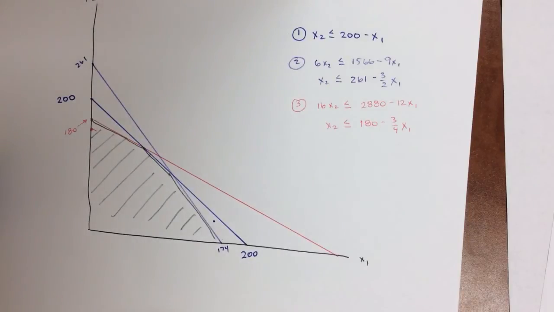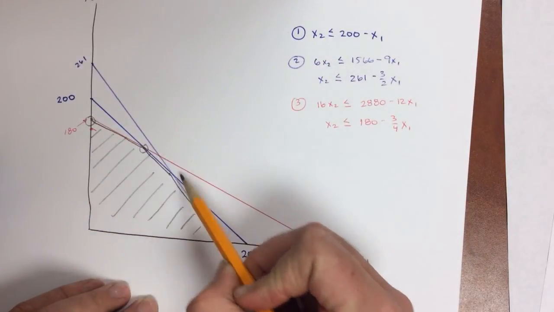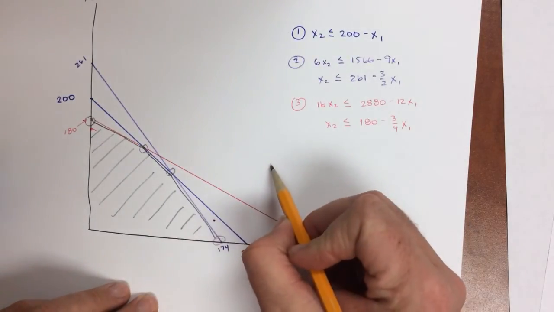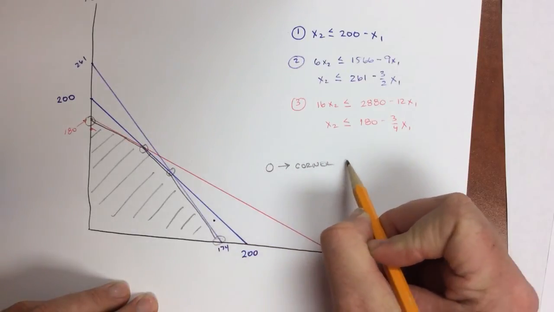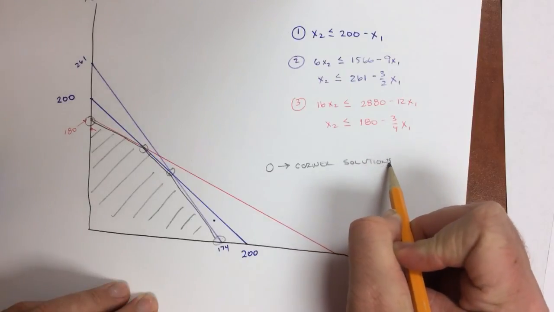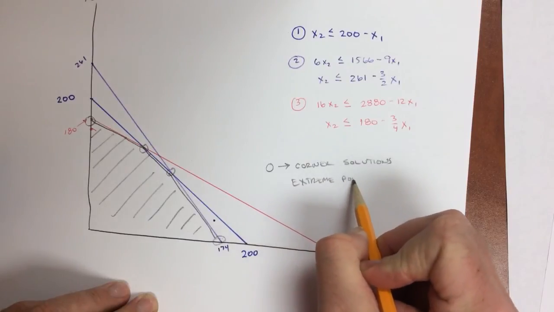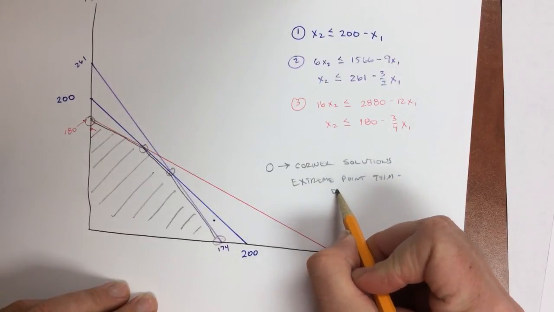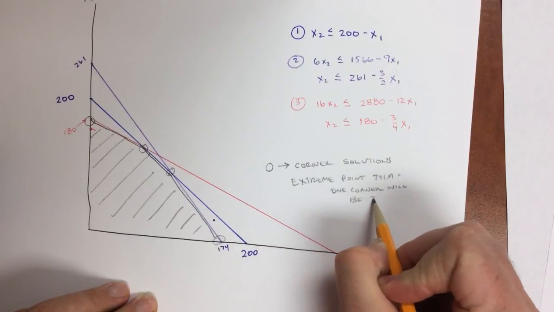All right. Now what we want to think about is, what are the possible solutions? The possible solutions we're going to think about are here, here, here, and here. We call these points the corner solutions. And the extreme point theorem says that one corner will be the answer.